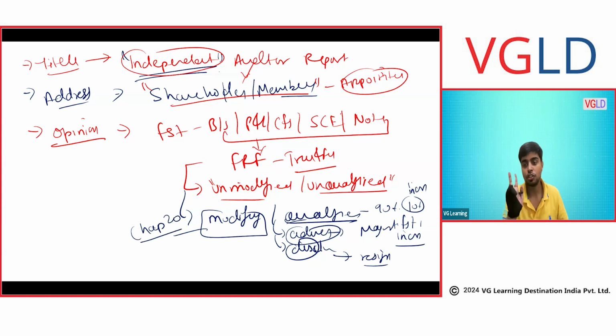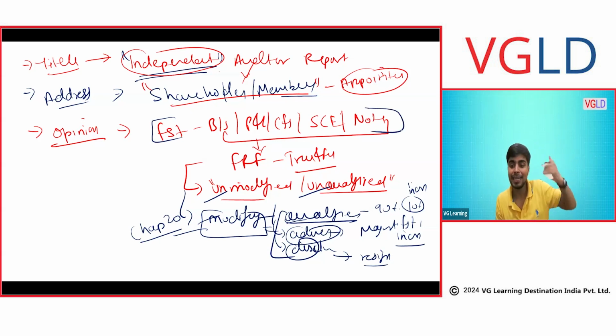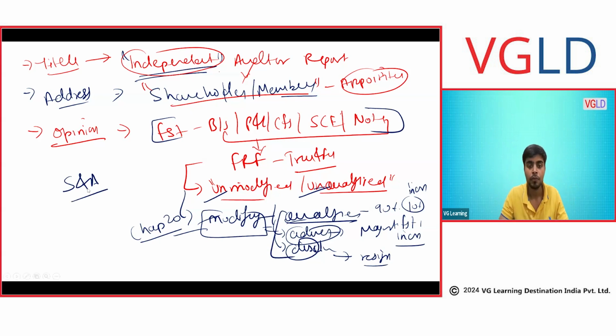So the auditor will issue two types of opinion: unmodified or modified. Qualified, adverse and disclaimer all come under the modified opinion. The auditor will express their opinion on the financial statements prepared by the entity, based on sufficient and appropriate evidence. This is what the auditor will do. Okay, next piece.